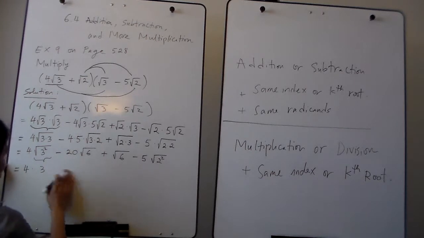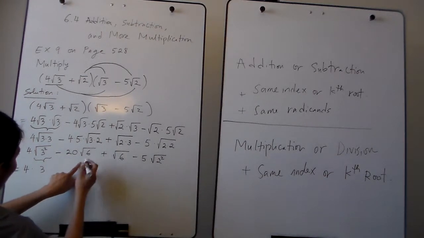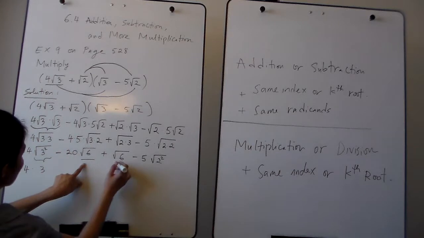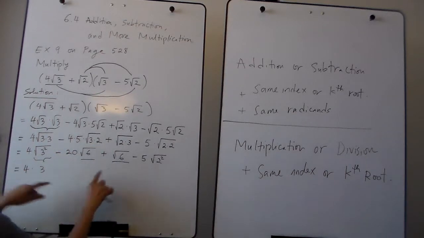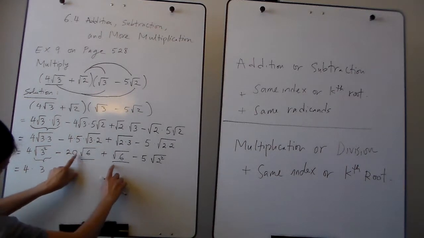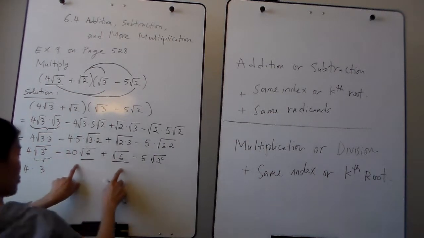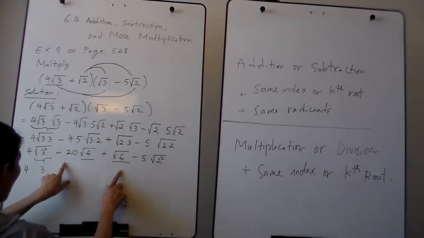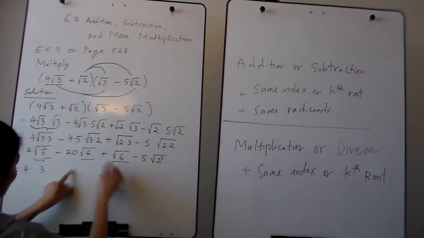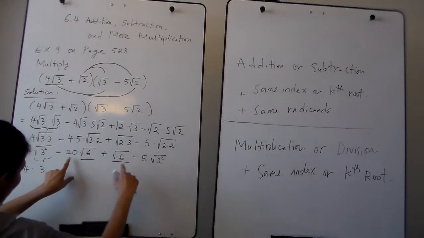Now, again, look for these two terms. Both have square root of 6, right? So they have the same radical. And again, these two terms combine. These two terms have a negative and plus sign between them. So that means you're going to take this term, add with this term.